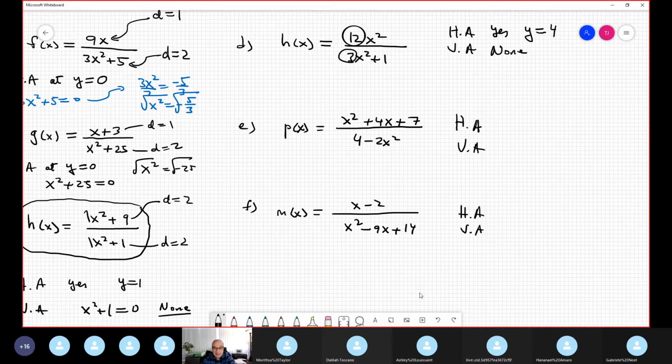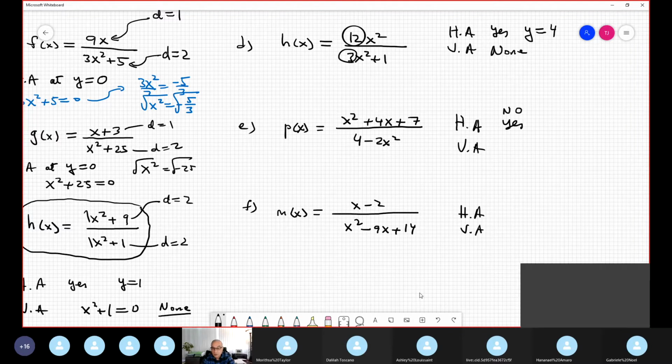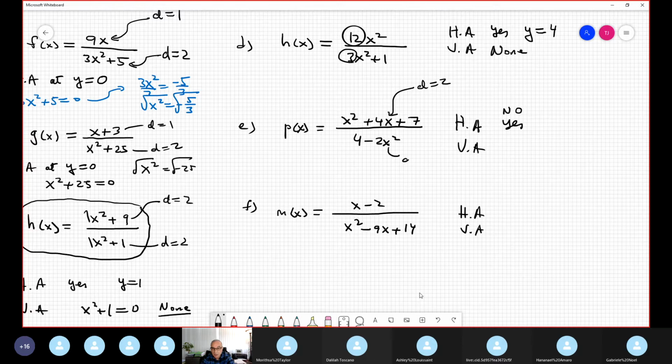What do you think about E? Question. Horizontal, yes or no? Slant. What is the degree of the polynomial on the top? It's 2, no? What is the degree of the polynomial on the bottom? It's 2. It's the same degree. When it's the same degree, we have horizontal.